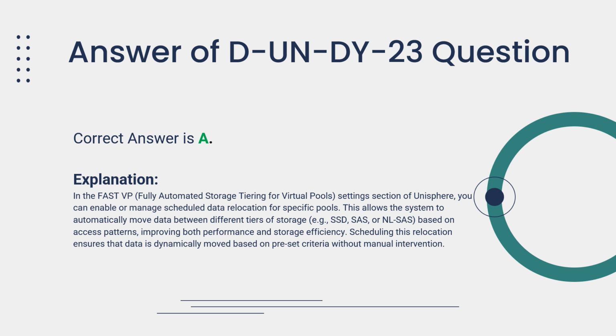Explanation. In the FAST VP, fully automated storage tiering for virtual pools, settings section of UnityVSA, you can enable or manage scheduled data relocation for specific pools. This allows the system to automatically move data between different tiers of storage, e.g., SSD, SAS, or NL-SAS, based on access patterns, improving both performance and storage efficiency. Scheduling this relocation ensures that data is dynamically moved based on preset criteria without manual intervention.